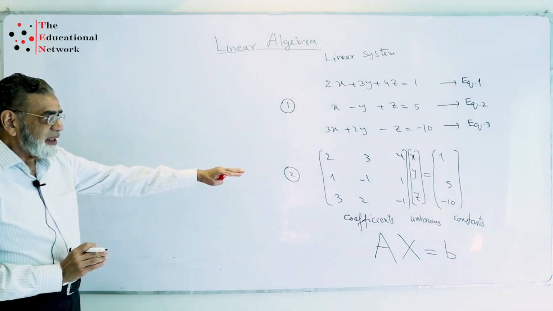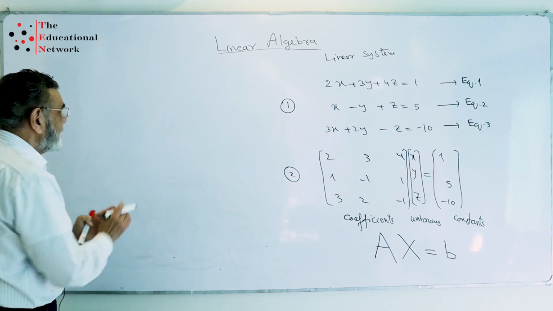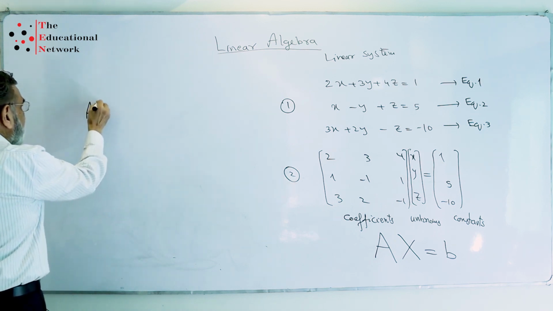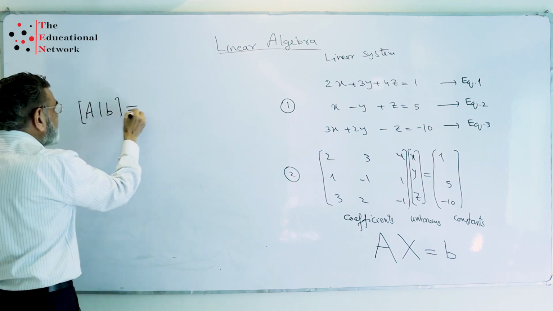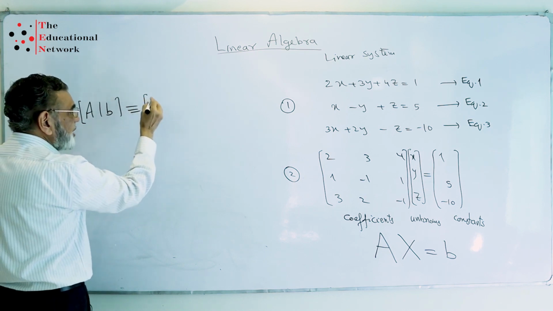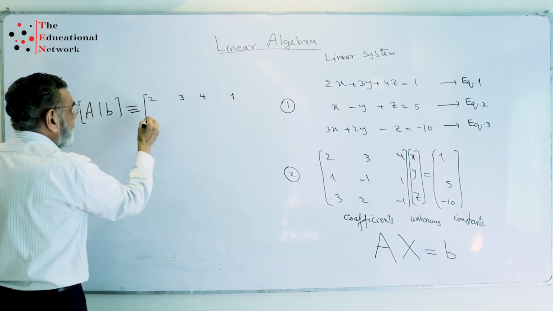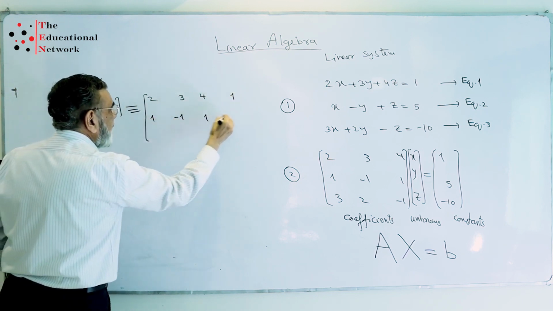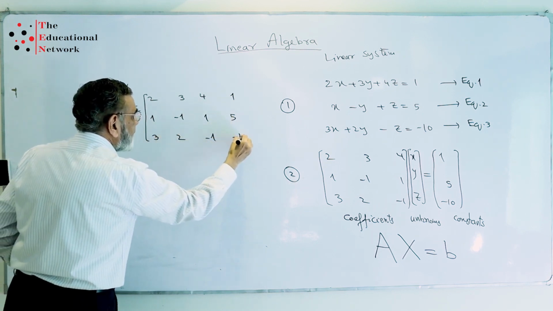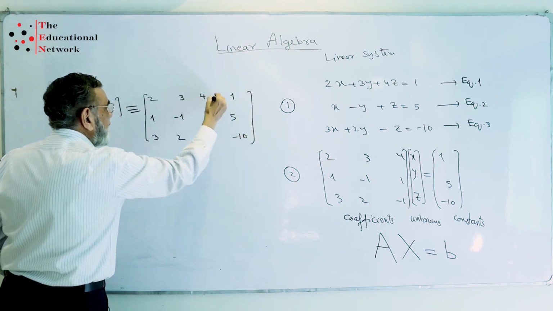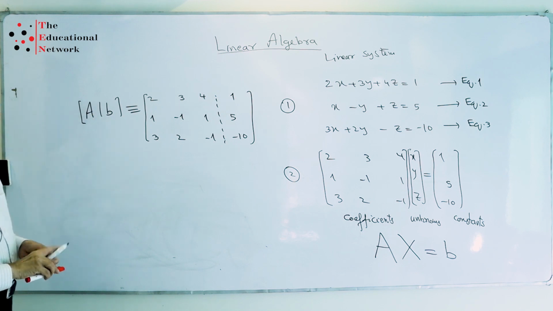So we are going to take this matrix into another form where I have only data. I don't have x, y, and z. I write this as my A, and here I write my B. My A is the coefficients and my B is the constants, and I just take the data. In the first row: 2, 3, 4, and 1. Then I have 1, minus 1, 1, and 5. Then 3, 2, minus 1, and minus 10. So this is my A and B. I just put a line here to separate A and B, and I give a name to each of them.